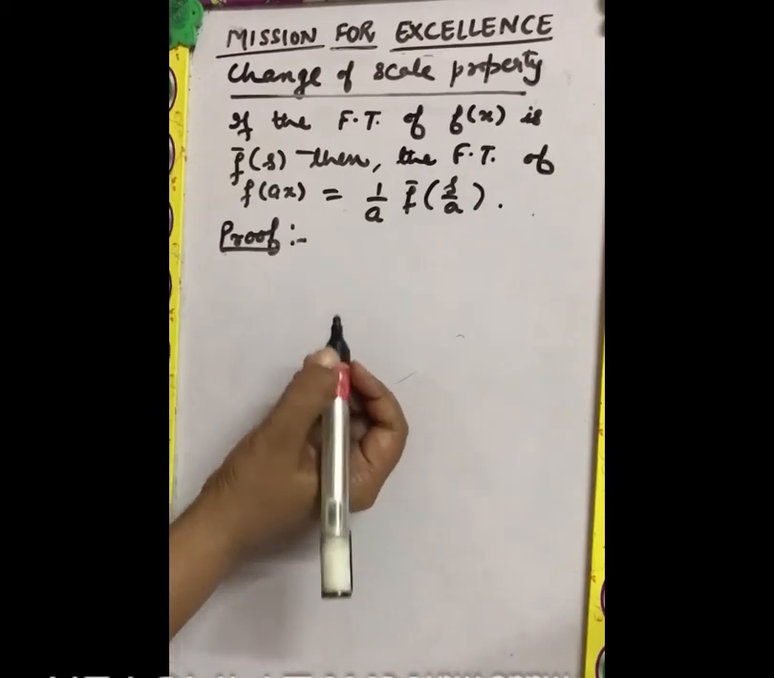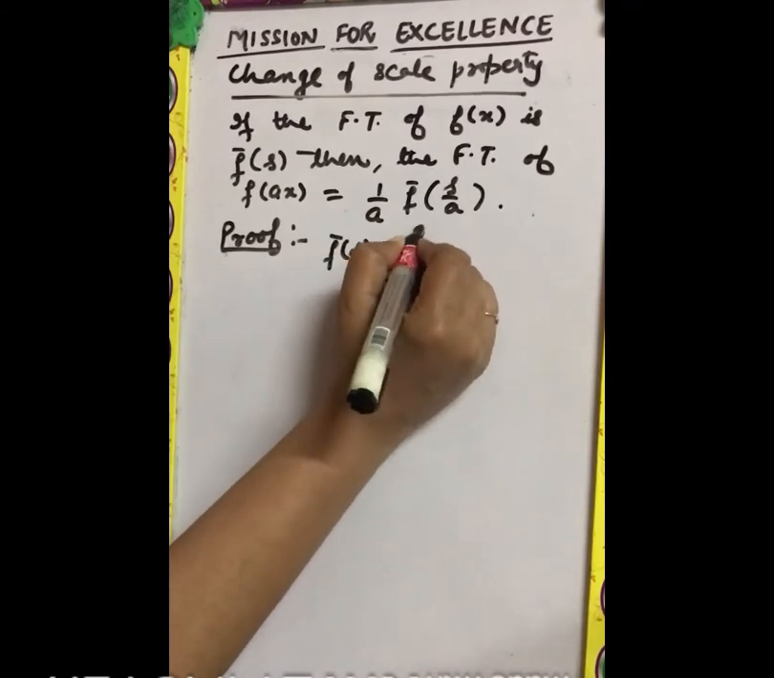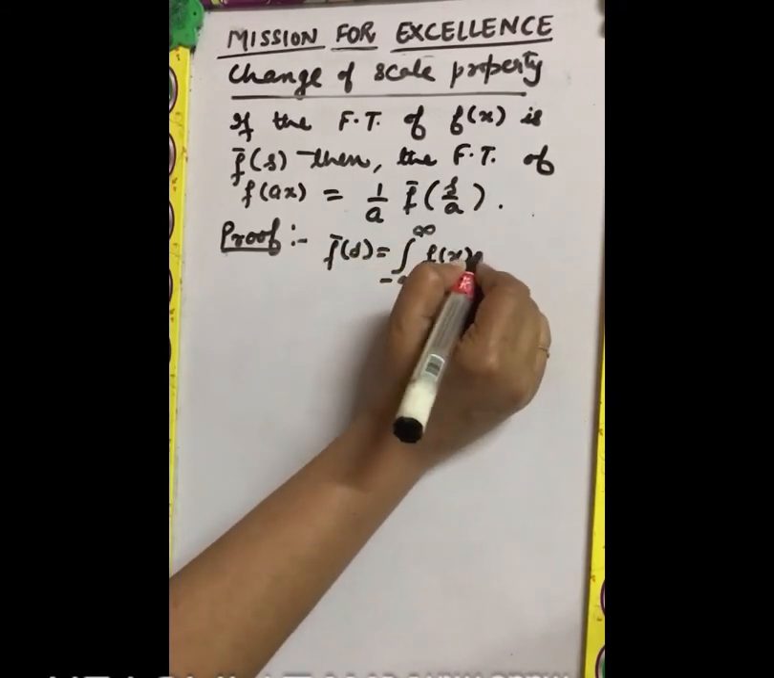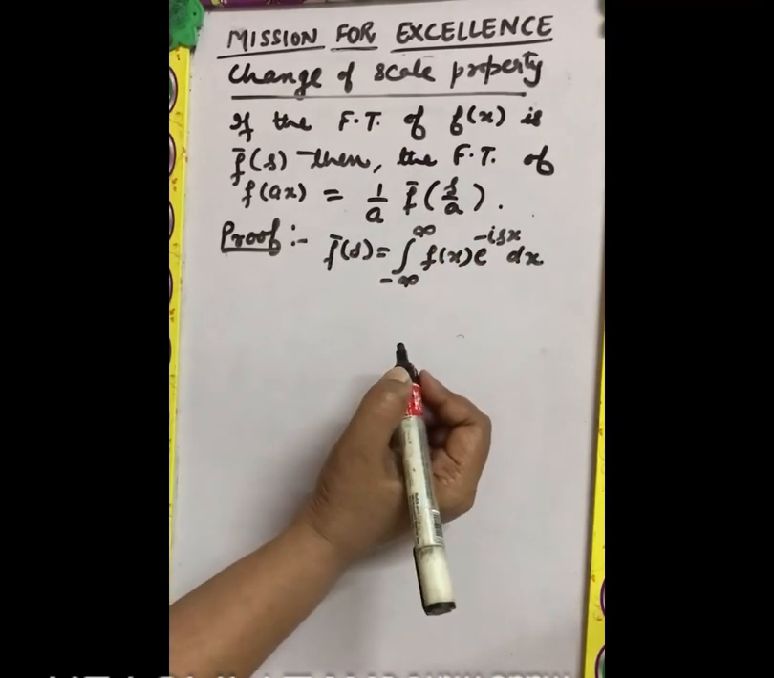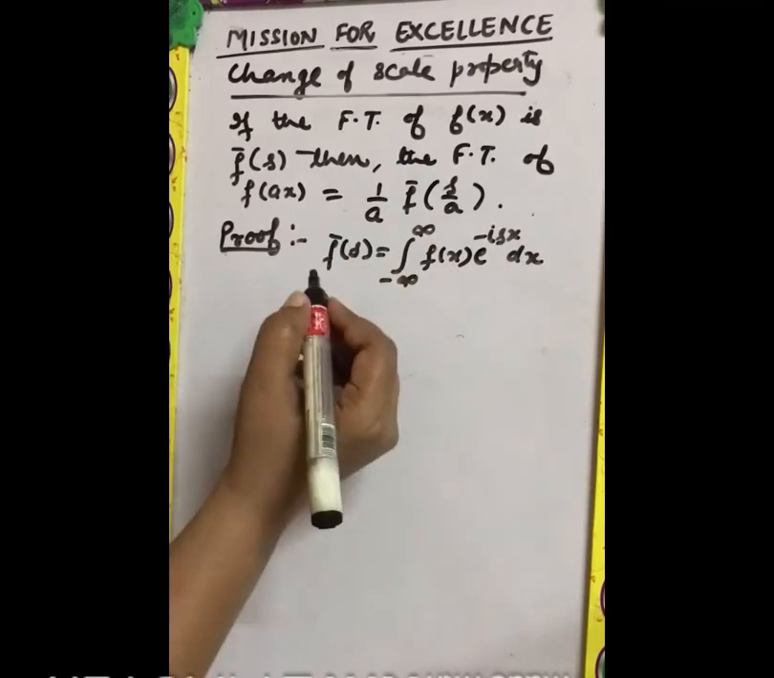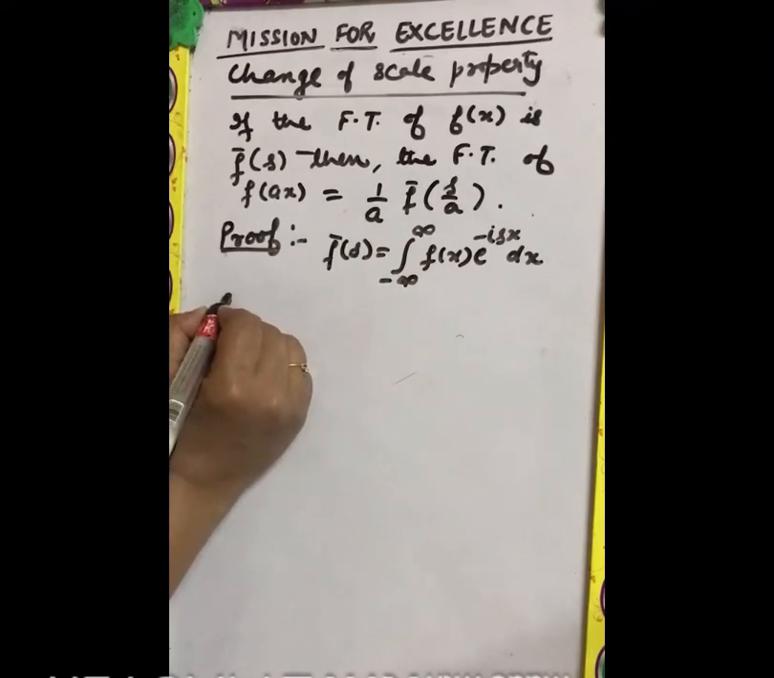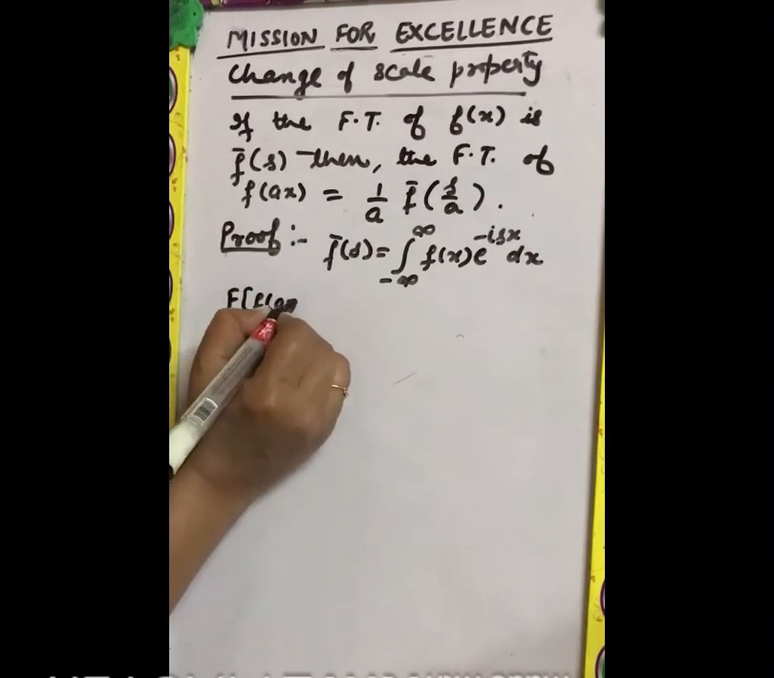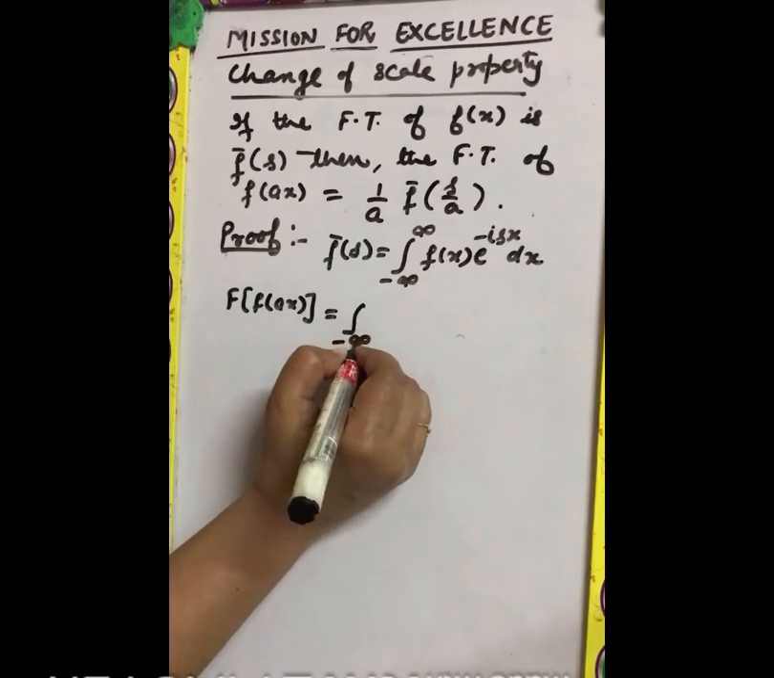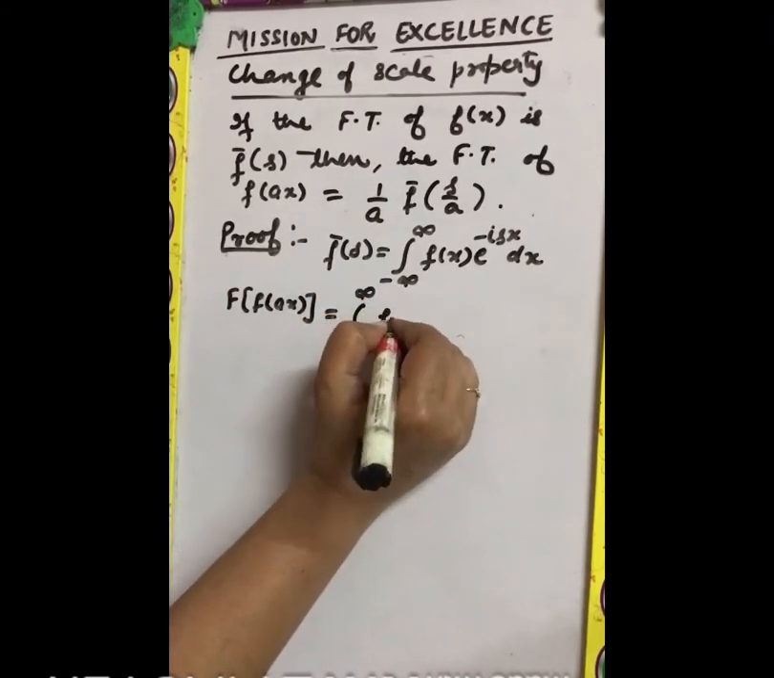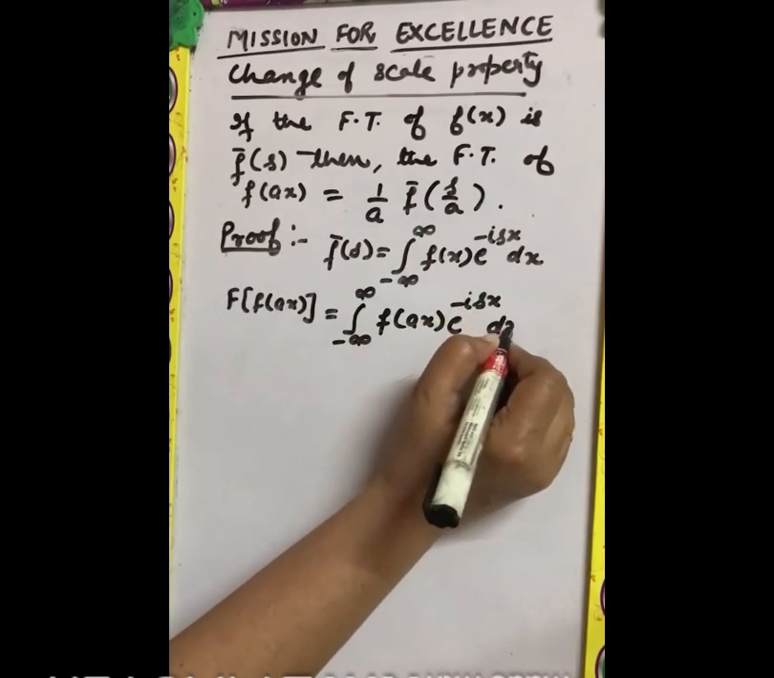By the definition of the Fourier transform, we have f bar(s) as the integral from minus infinity to infinity of f(x) e raised to power minus iota s x dx. This is the Fourier transform of any function by the basic definition. So now let us take the Fourier transform of f(ax). According to the same definition, it will be the integral from minus infinity to infinity of f(ax) e raised to power minus iota s x dx.